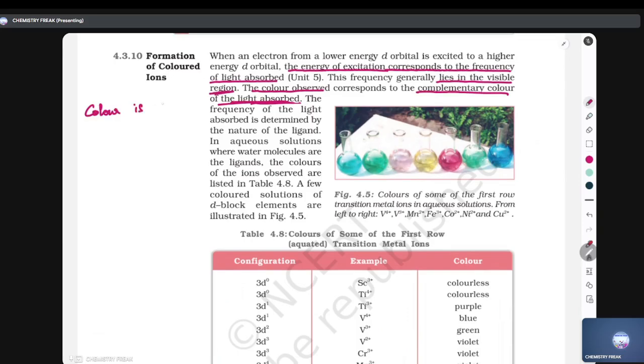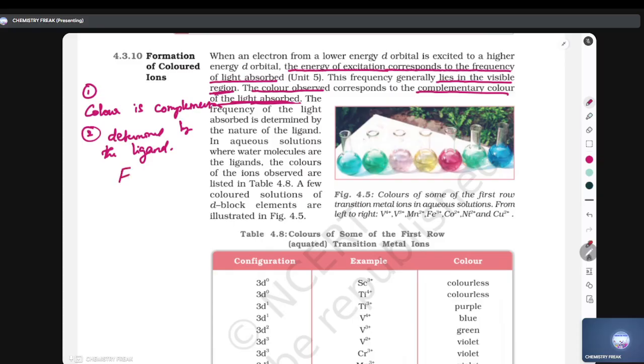Color is complementary to the absorbed light. Point number one. Point number two: color is determined by who is determining the color, sir? Ligand. Ligand. Coordination compounds ஒரு lesson படிப்போம், அங்க நான் உங்களுக்கு டீடைலா சொல்லி தரேன்.